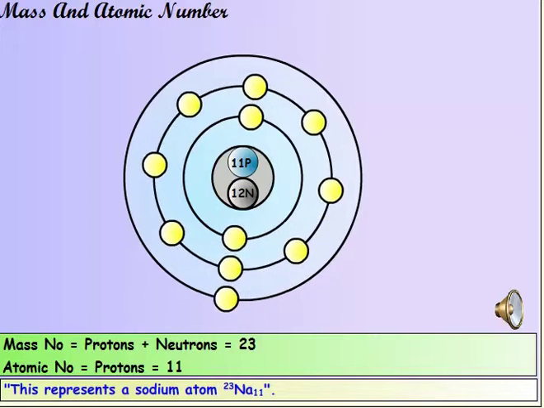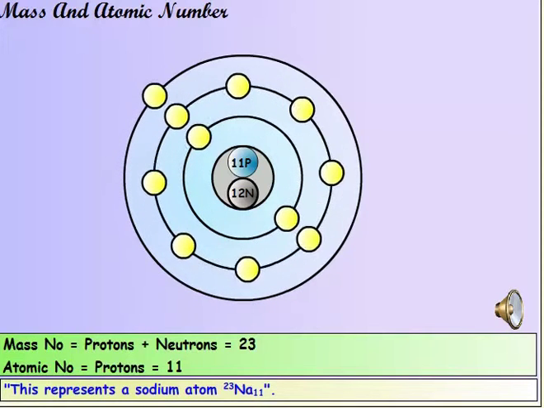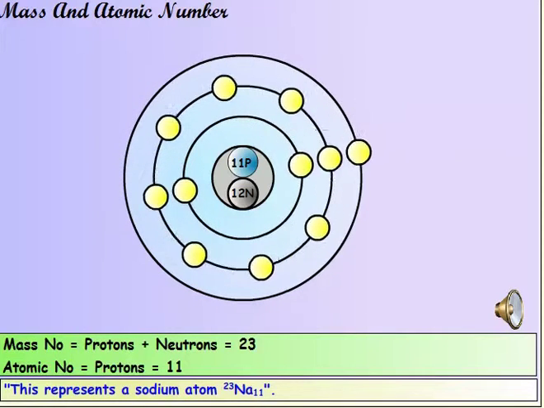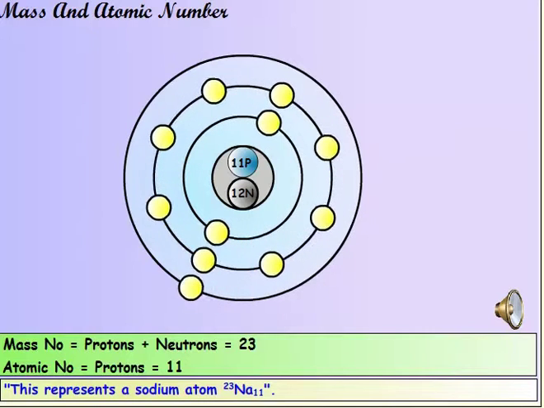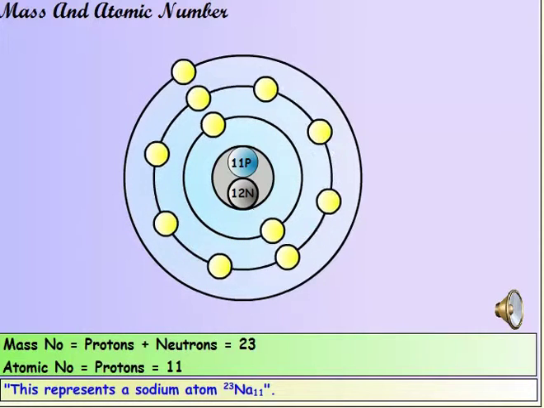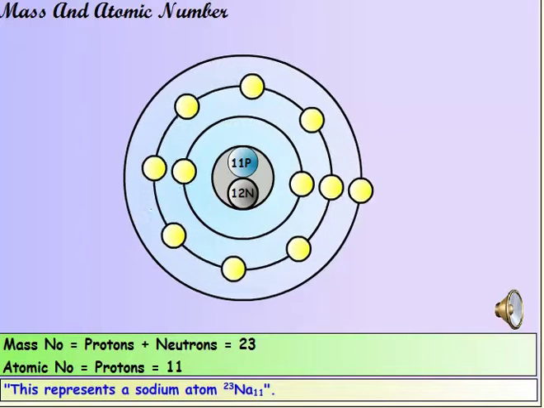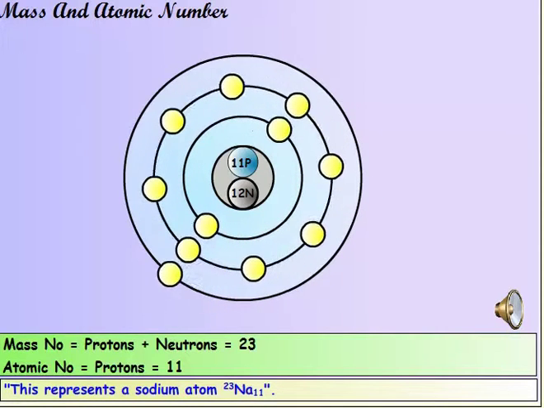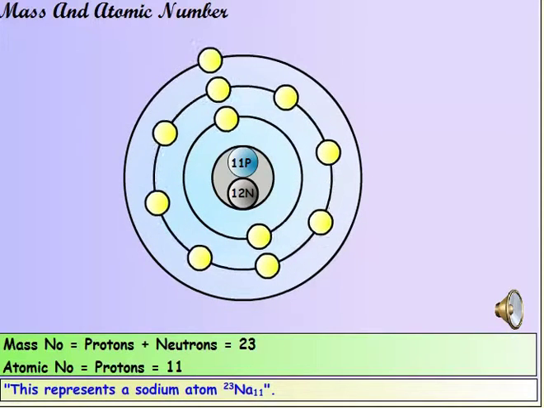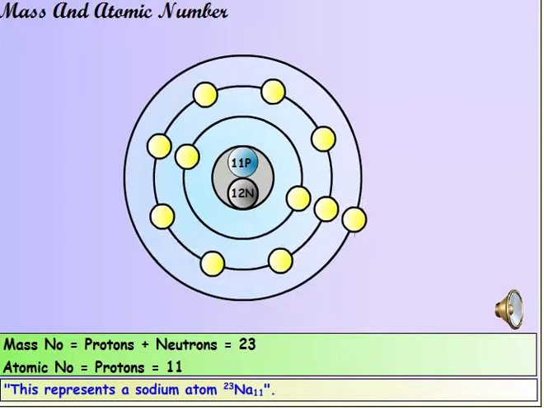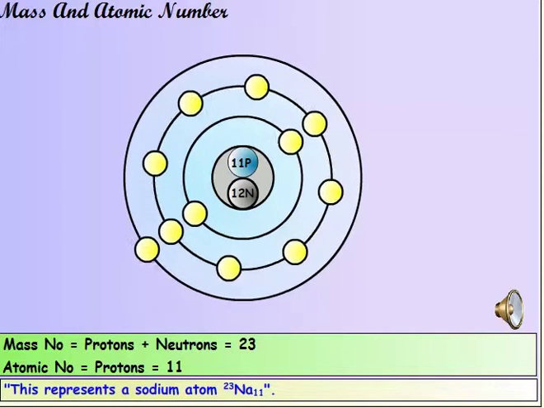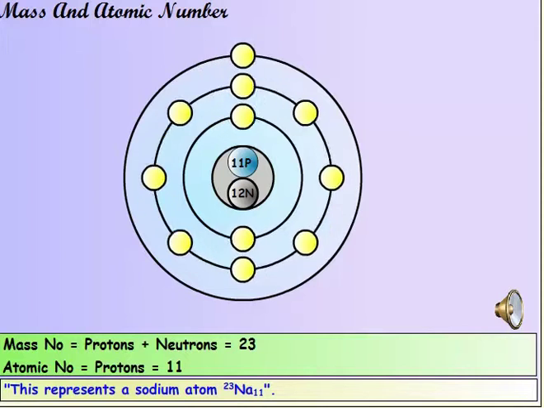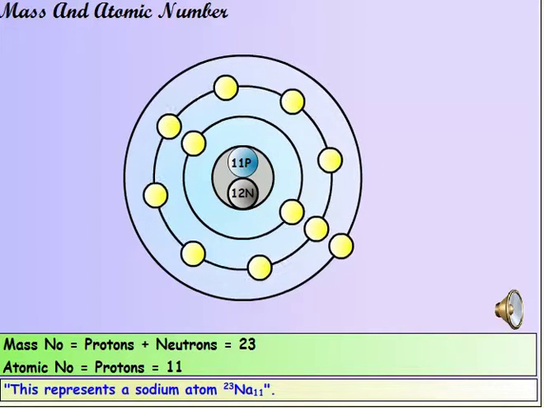In the case of sodium, you can see that it has 11 protons, so its atomic number is 11. It also has 12 neutrons in the nucleus along with the 11 protons, so its mass number is 23. In neutral atoms, the number of electrons revolving will equal the number of protons in the nucleus.